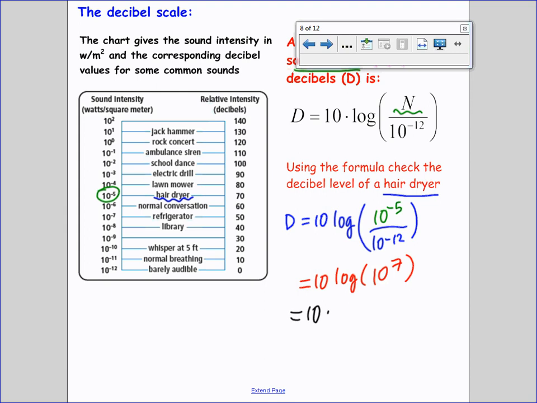Recall from last class that a log is simply an exponent question. Log of 10 to the 7th is saying, what must the invisible base on this common log, 10, be raised to equal 10 to the 7th? 10 to the what exponent is 10 to the 7th? Well, 10 to the 7th power is 10 to the 7th, which means log of 10 to the 7th is just 7. Then finish it up: 10 times 7 is 70. So did it work out? Yes, there's our 70, and the unit on that is decibels.